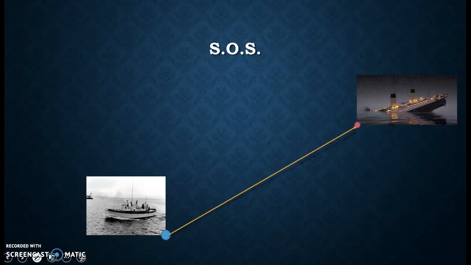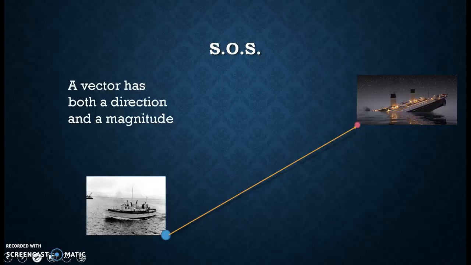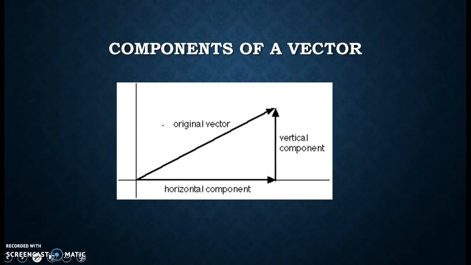Of course, the Coast Guard would need to know which direction to go. They would need a direction and a magnitude. And so that's what a vector has. It has both a direction, which way do we need to go, and a magnitude, how far away it is. And so those are two parts of a vector that we're going to need to talk about.